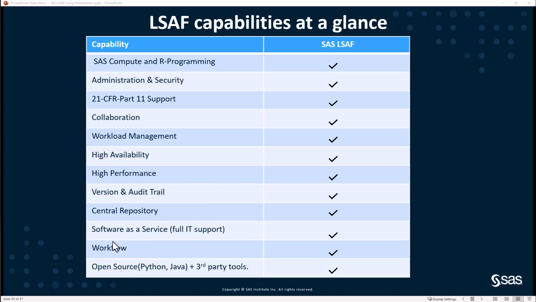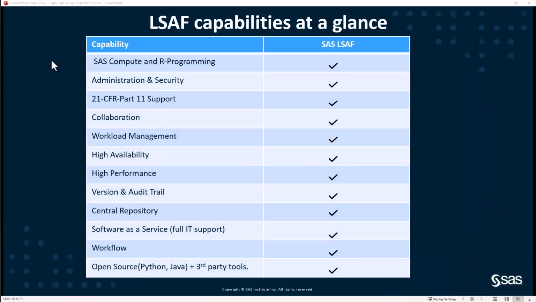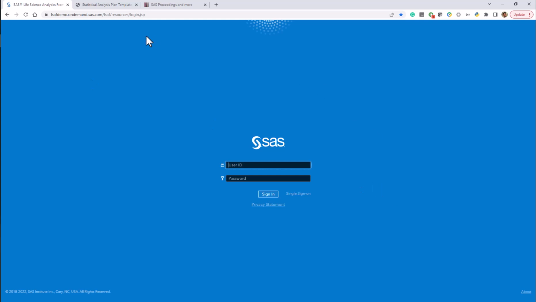So if you are looking for this to go to person A, this to go to person B, this to go to person C, like an e-signature, you can do that. And we support open source and third-party tools. So we use WebDAV to connect to those third-party tools. We will go through the qualification approach. Let me show you quickly the demo for LSAF.